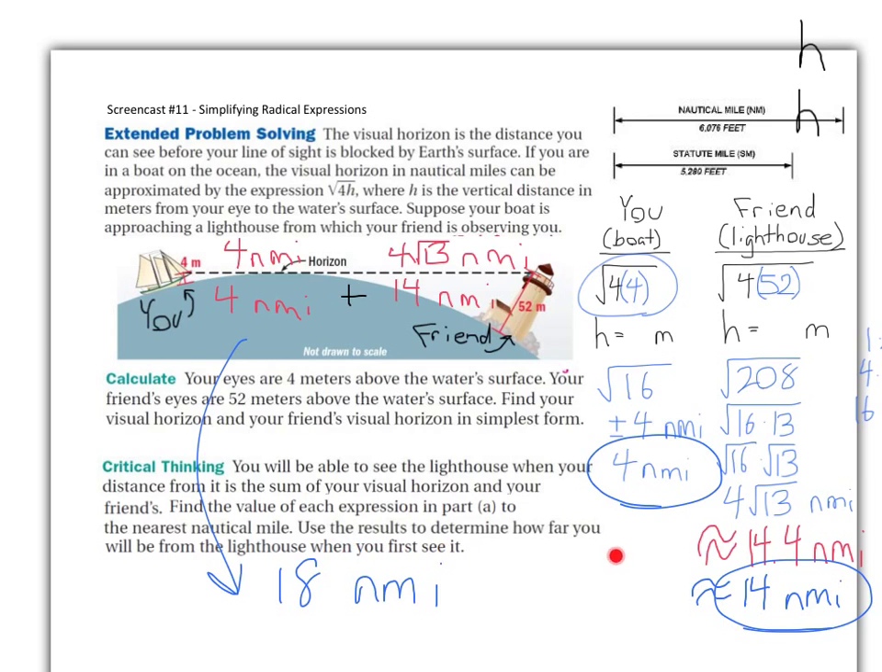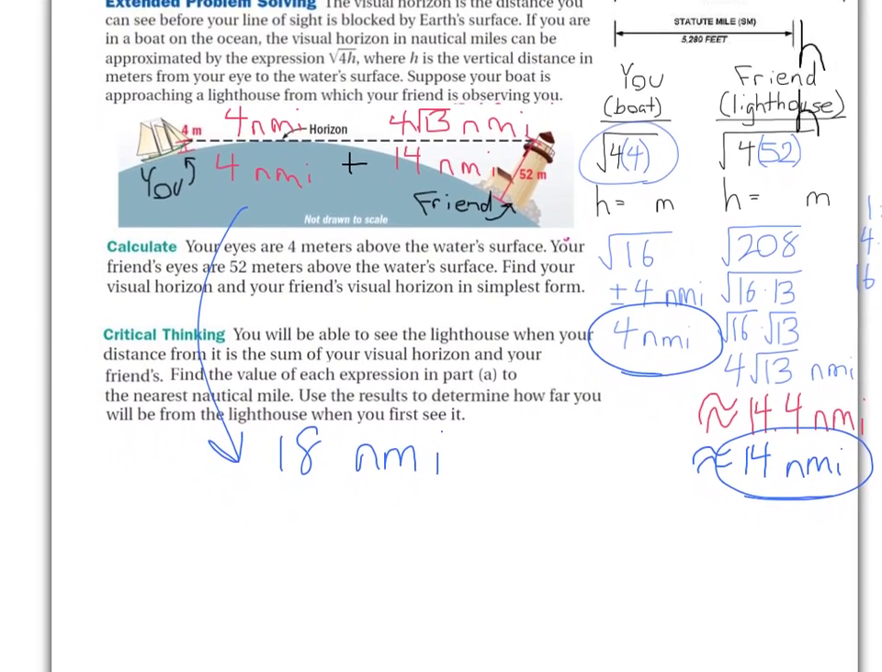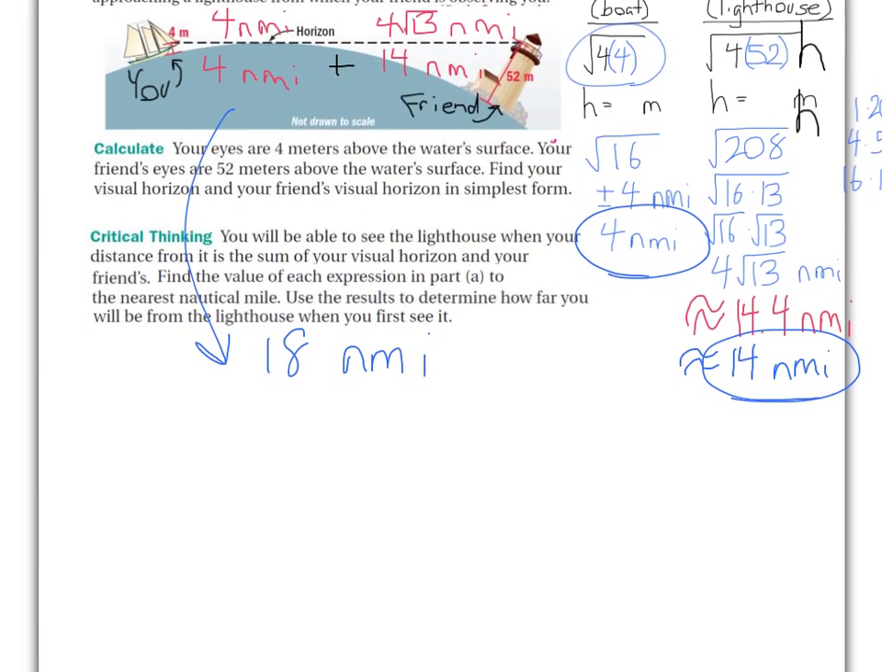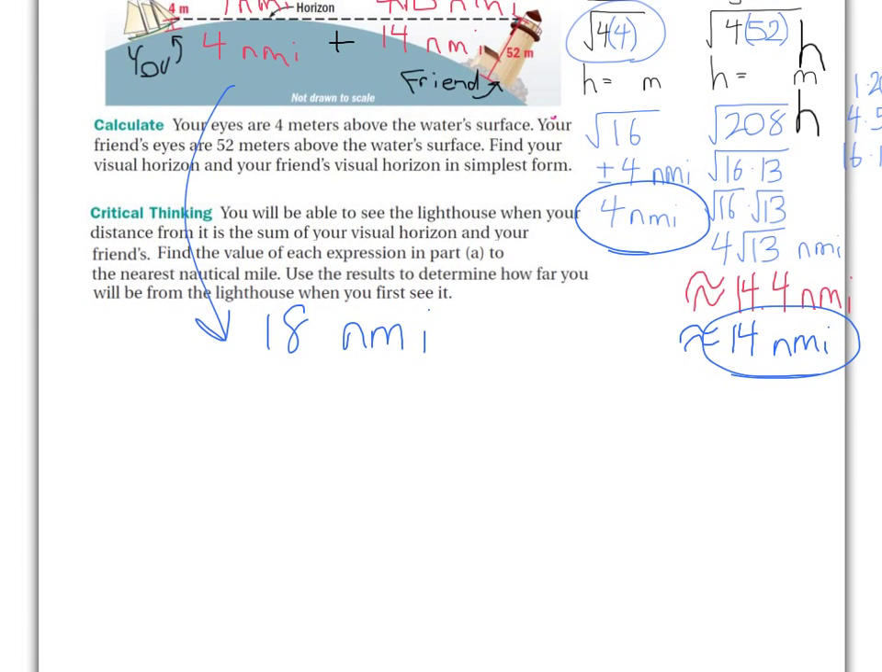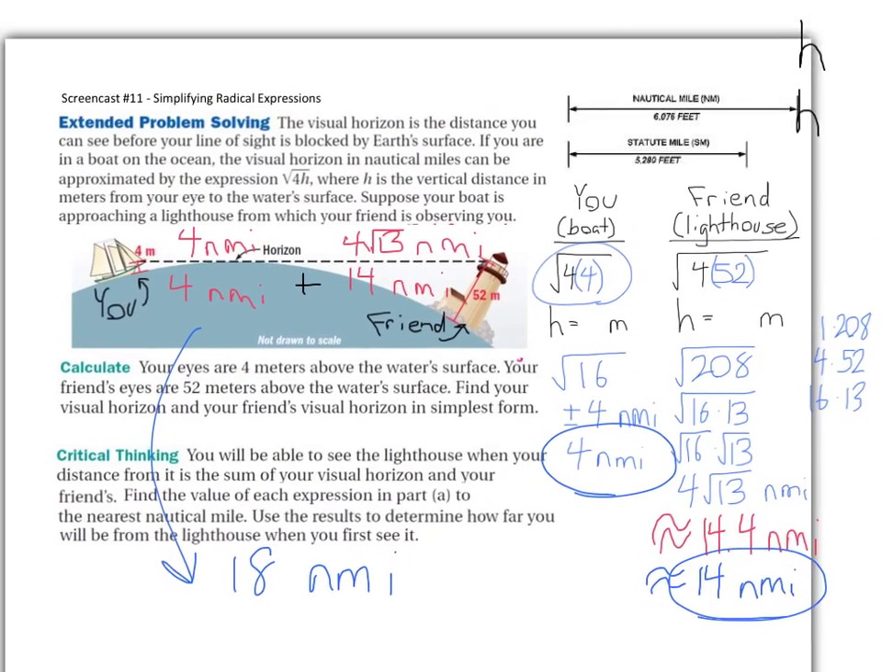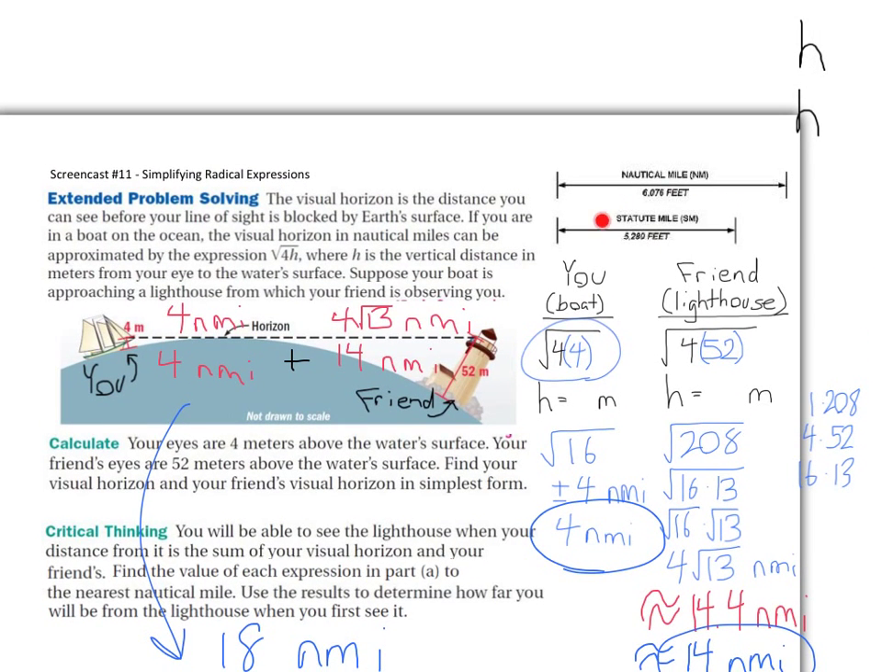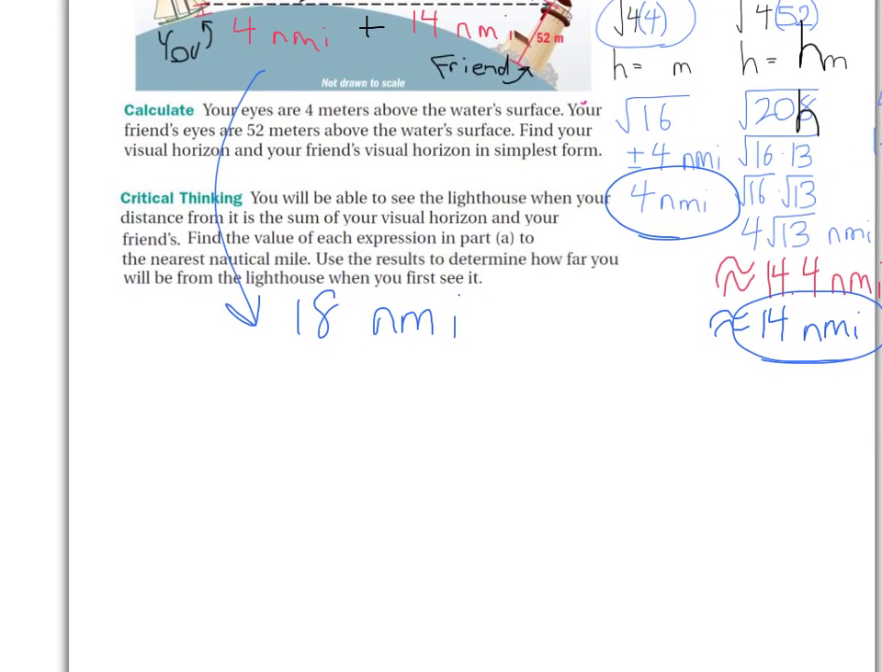Use the results to determine how far you will be from the lighthouse when you first see it. You will be 18 nautical miles. In other words, if you're in the ship and you're approaching the lighthouse, you will be able to see it within 18 nautical miles. Well, okay, one more thing to consider is the fact that most of us don't really think in nautical miles because that's really difficult for us to use because we don't use them every day. So what if I asked you to actually tell me in real life how many normal, aka statute miles, 18 nautical miles is? Here's how we'd figure it out.